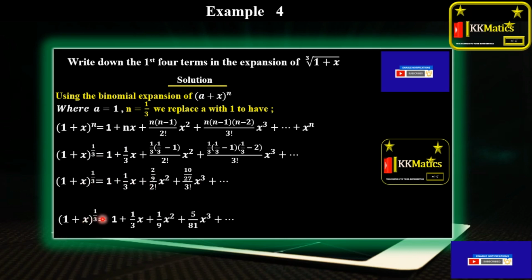So 1 plus 1 over 3x plus 1 over 9x squared. So 2 over 9 is the same as 2 over 9 multiplied to 1 over 2, and so the 2s cancel each other. Then we'll have 1 divided by 9 multiplied to x raised to the power 2 plus this expression here. So voila, there we are. There it is.